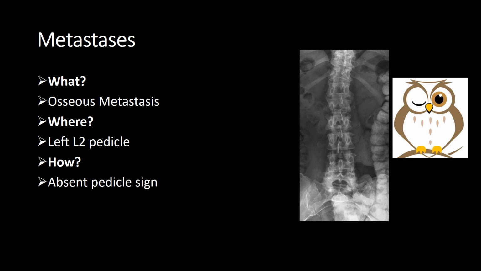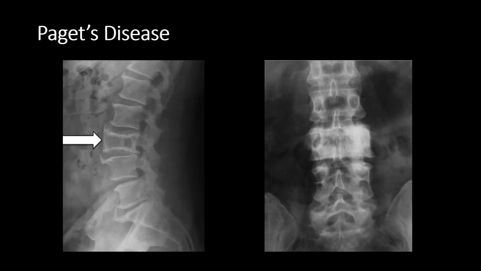So what is it? It's an osseous metastasis, where the left L2 pedicle has absent pedicle sign. Paget's disease, classically seen in Caucasians of British nationality or Australian or New Zealand, so basically the Antipodeans, the white Antipodeans.